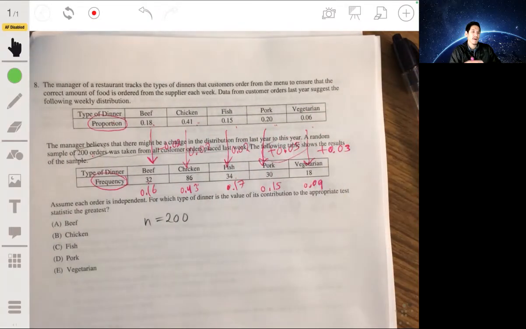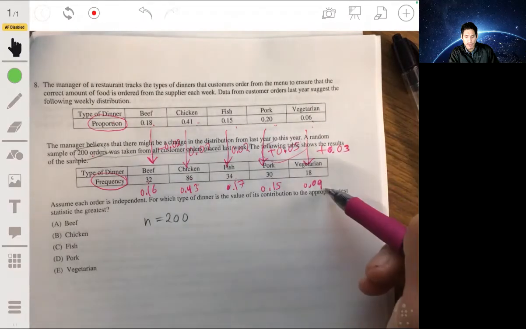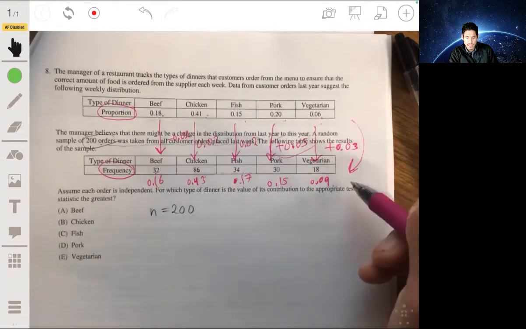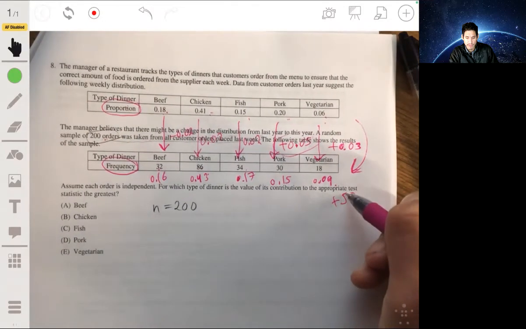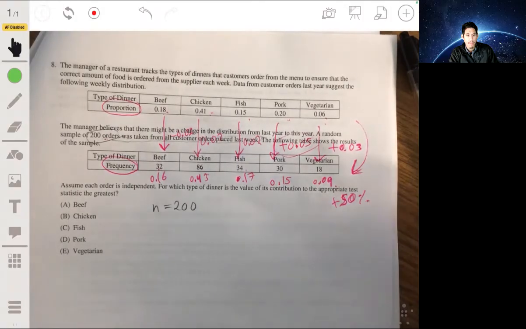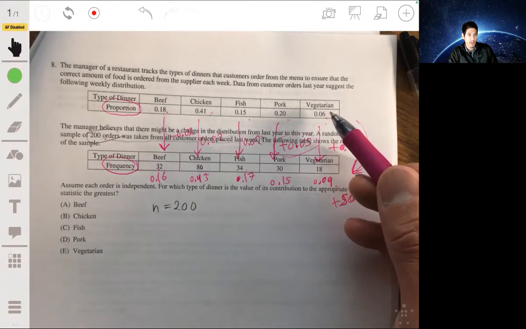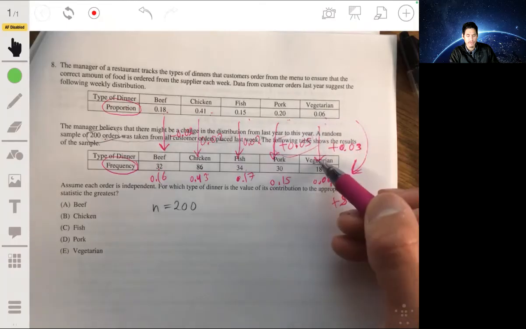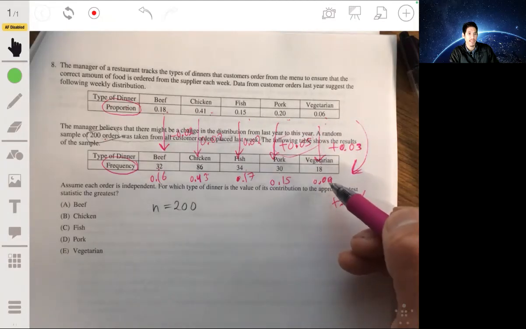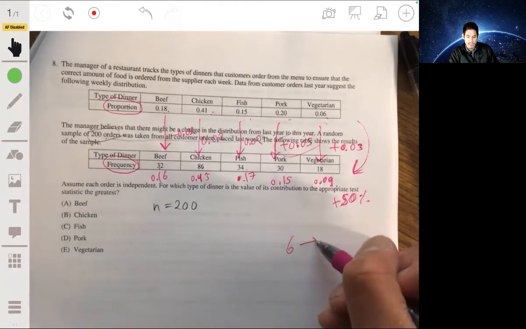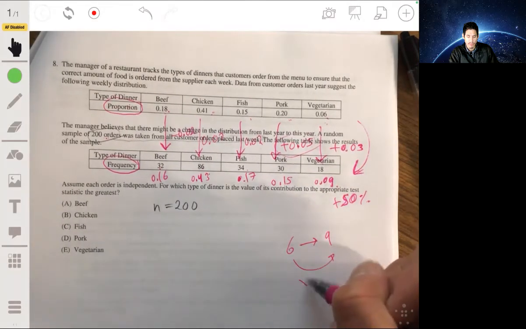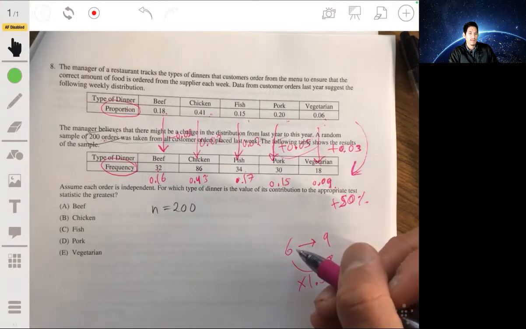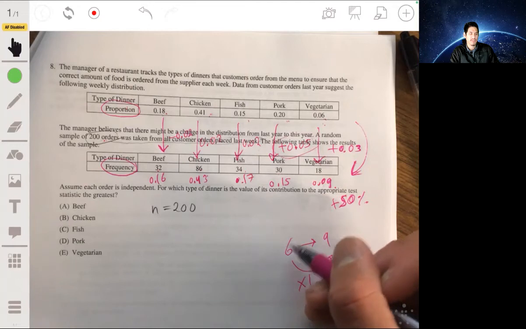We want to compare its relative change to itself, meaning that from 0.06 to 0.09, that's a relative change of 50%. It increased by 50% of what it used to be, which is a massive amount, because 0.06 times 1.5 will be 9%. To change 6 to 9, you would multiply 6 by 1.5, meaning that you increase the value of 6 by 50% of its amount.